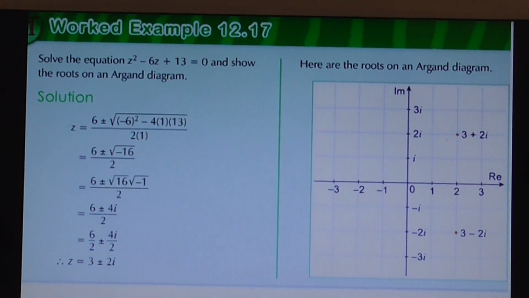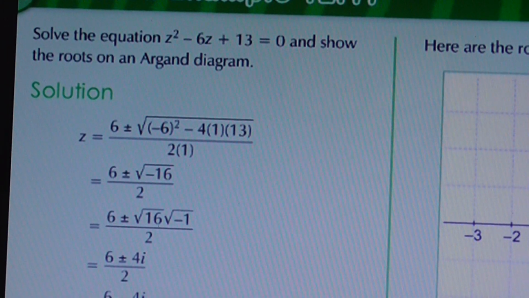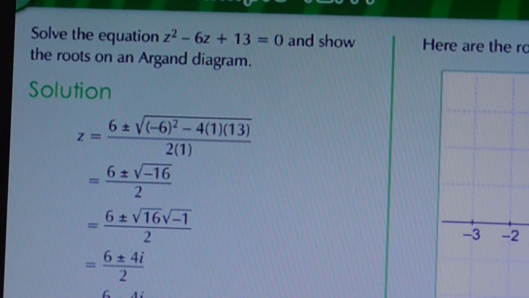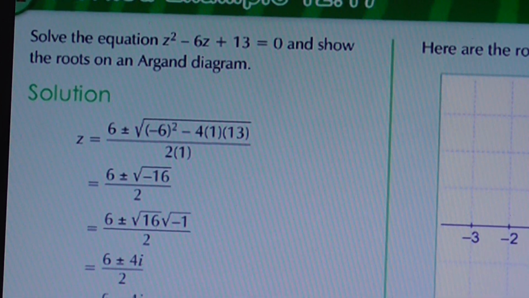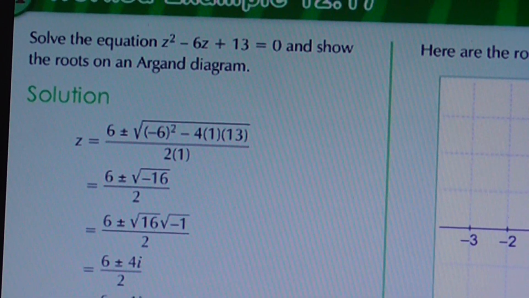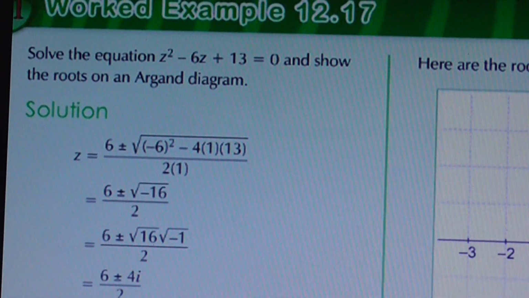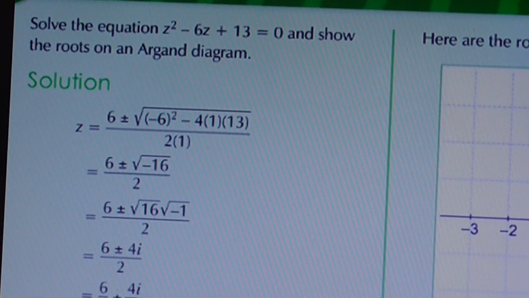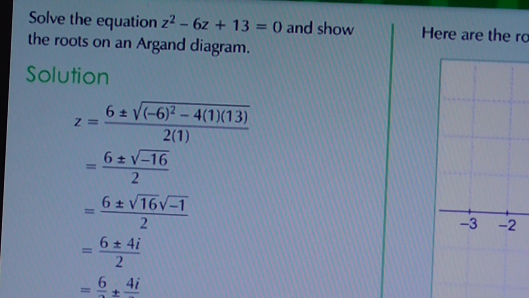Alright, so let's look at this first example. Solve the quadratic equation z squared minus 6z plus 13 is equal to 0 and show the roots on an Argand diagram. Okay, so just go off and do your minus b formula. So a is 1, b is minus 6 and c is 13. Sub into the minus b formula. Okay, use your knowledge that the root of minus 1 is i.